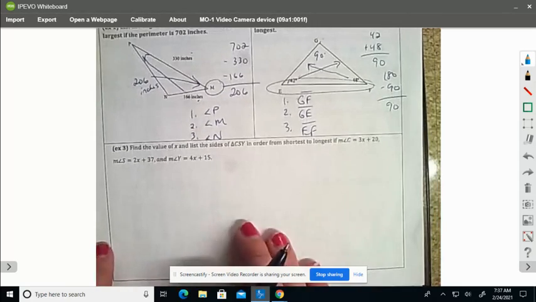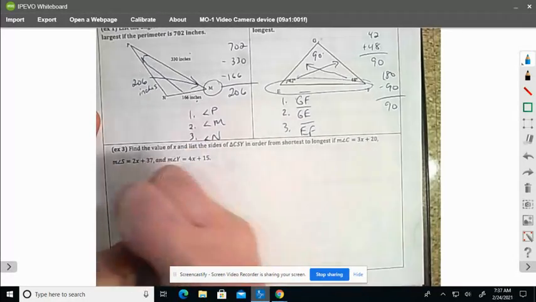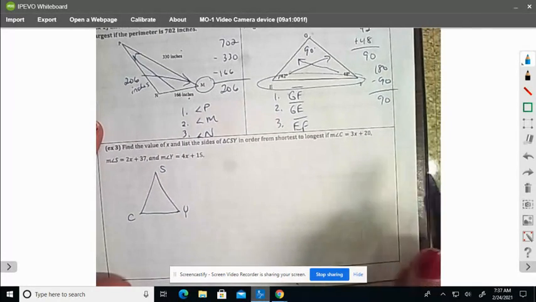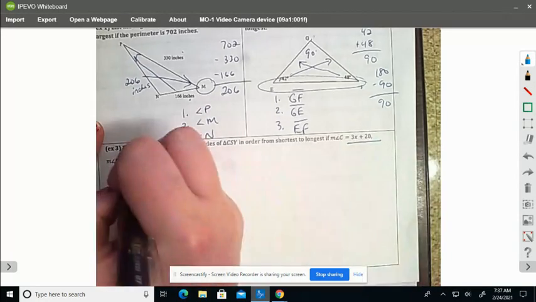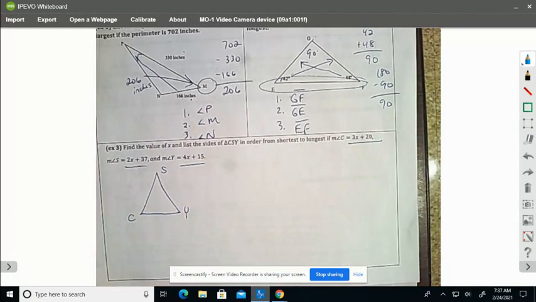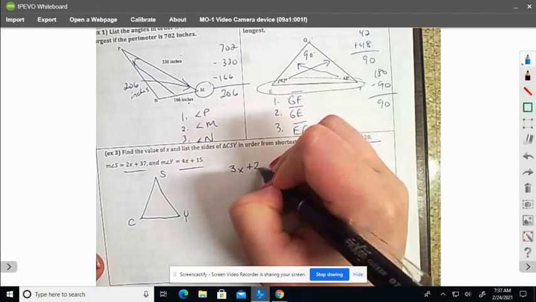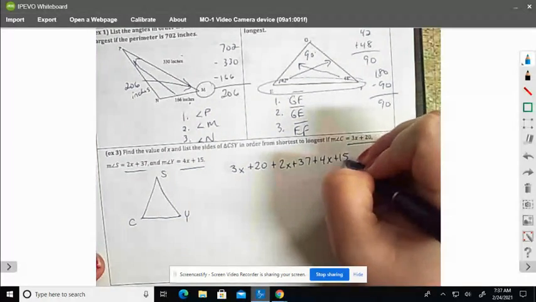This next problem is a little beefier. It says to find the value of x and list the sides of triangle CSY in order from shortest to longest. I'm going to draw CSY. They're giving you a degree measure for each angle, an expression for C, S, and Y. If they're giving you all three angles, you should know that all three angles in a triangle add to 180. So I'm just going to take all these expressions, add them together, and set them equal to 180.